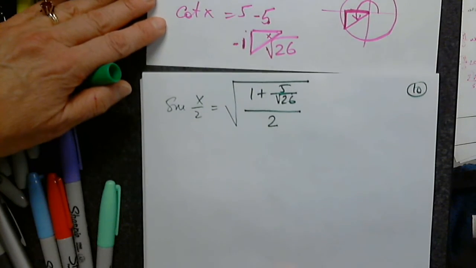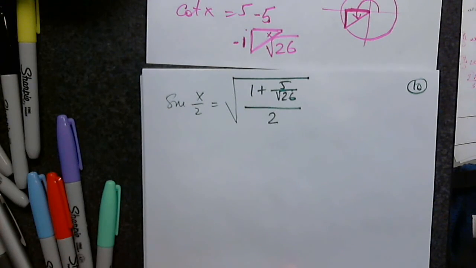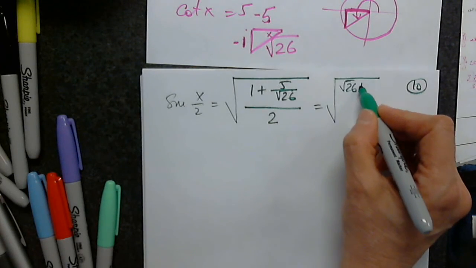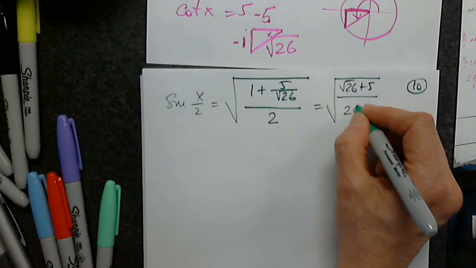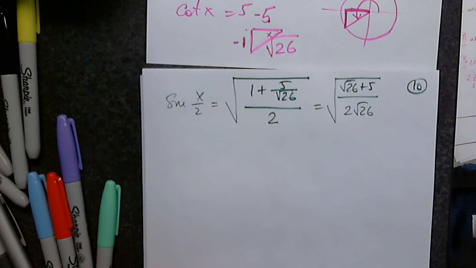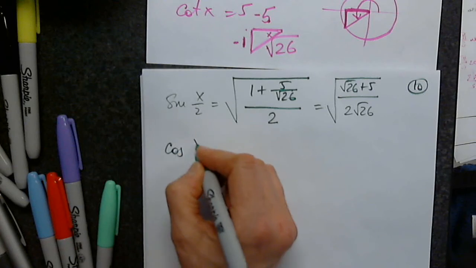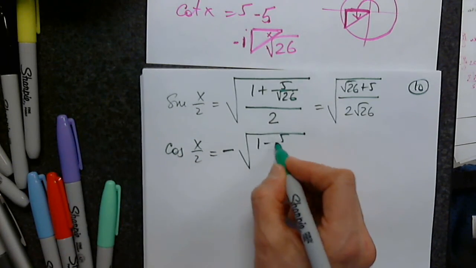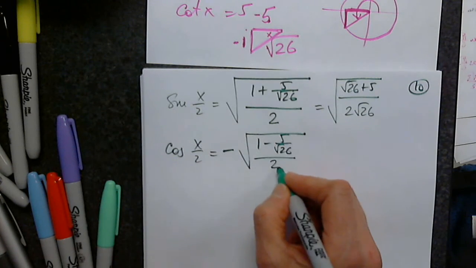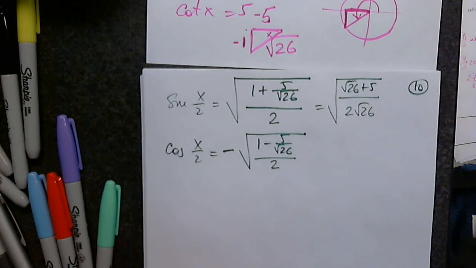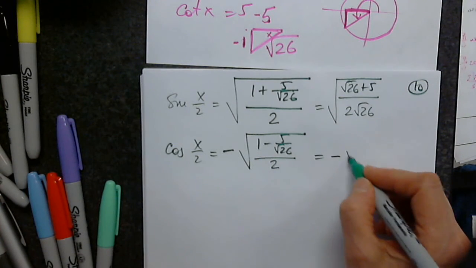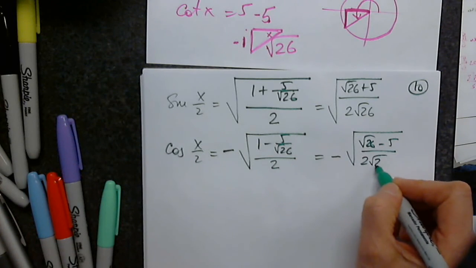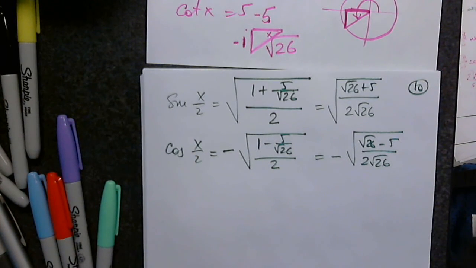Which will be the square root of the square root of 26 plus 5, divided by 2 the square root of 26. And the other one is cosine x over 2, which is minus the square root of 1 minus 5 over the square root of 26, over 2. Which will be negative the square root of 26 minus 5 over 2 the square root of 26. Yes, I could have simplified it a little bit.